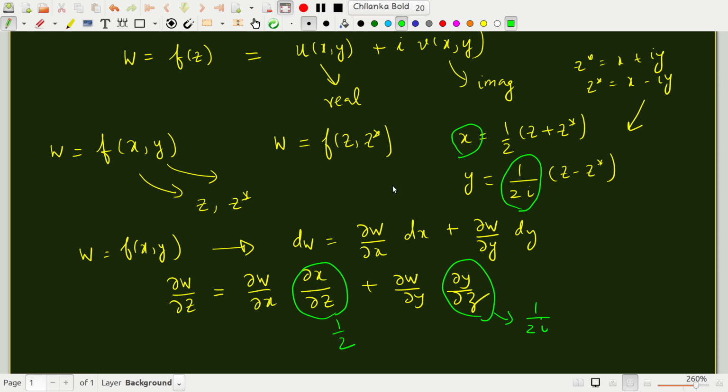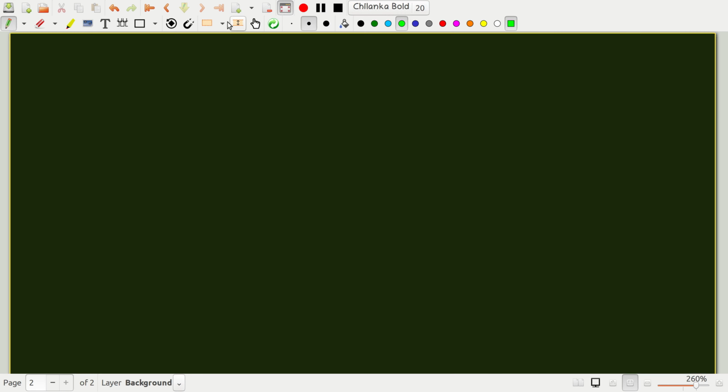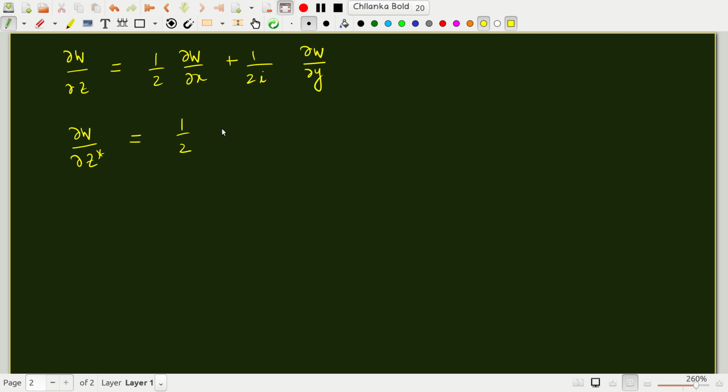Let's go to a new sheet, then continue. So partial w partial z is nothing but half partial w partial x plus 1 by 2i partial w partial y. Similarly you can write partial w partial z star, then you will get 1 by 2 partial w partial x minus 1 by 2i partial w partial y.